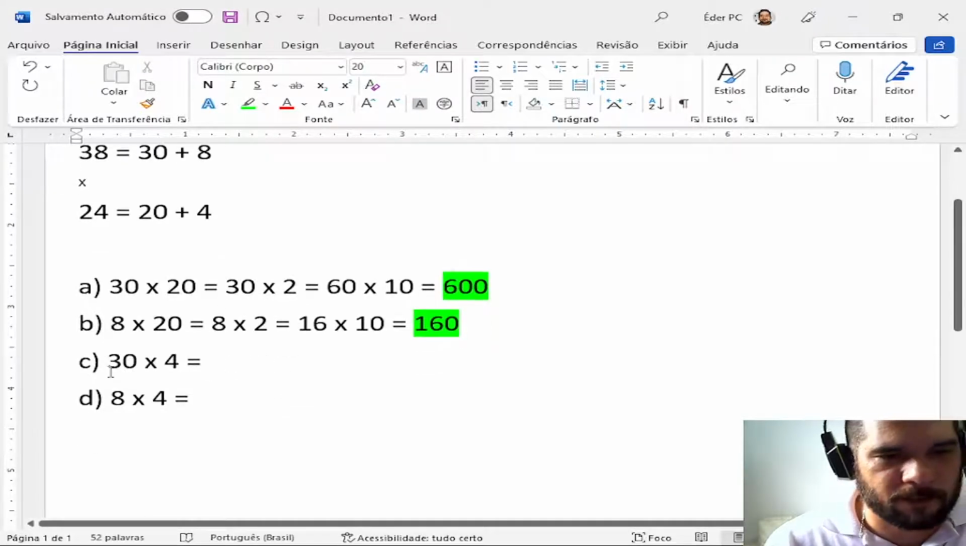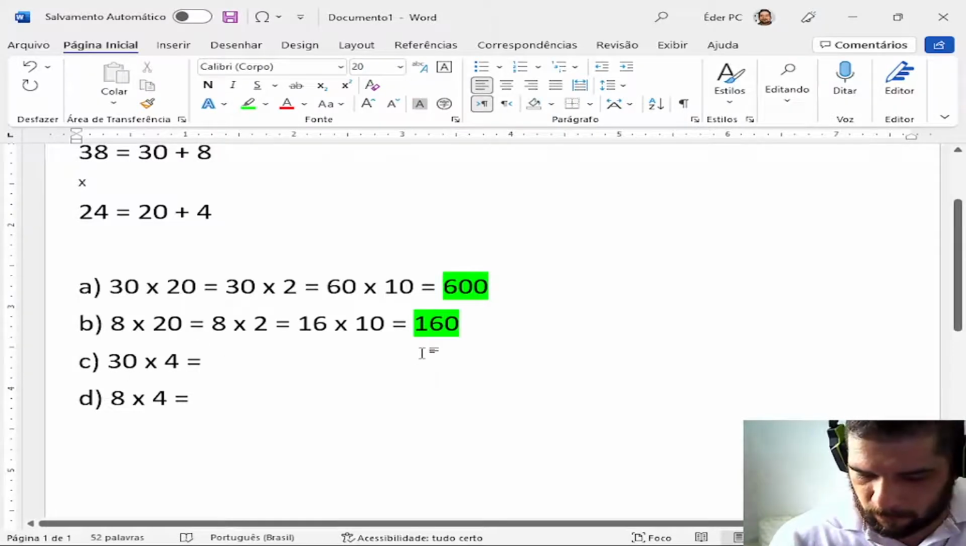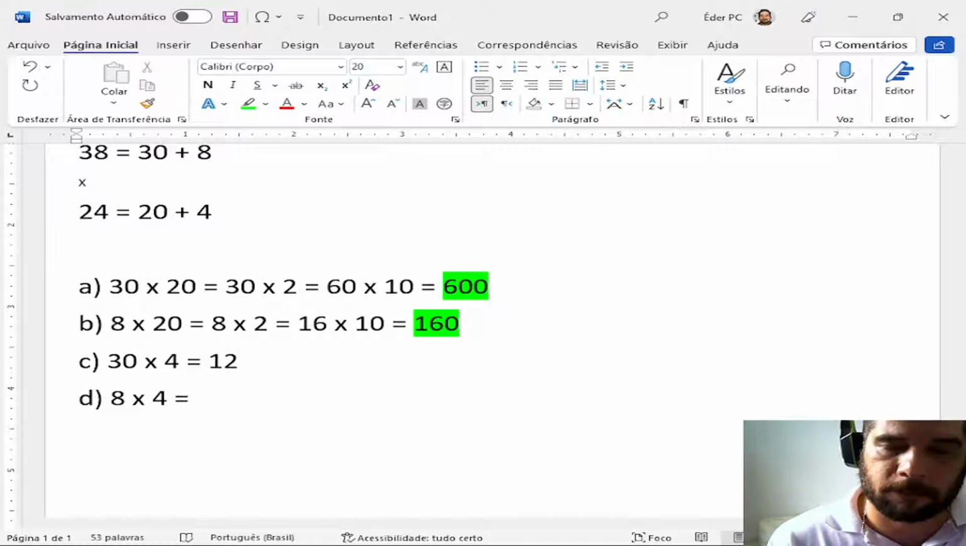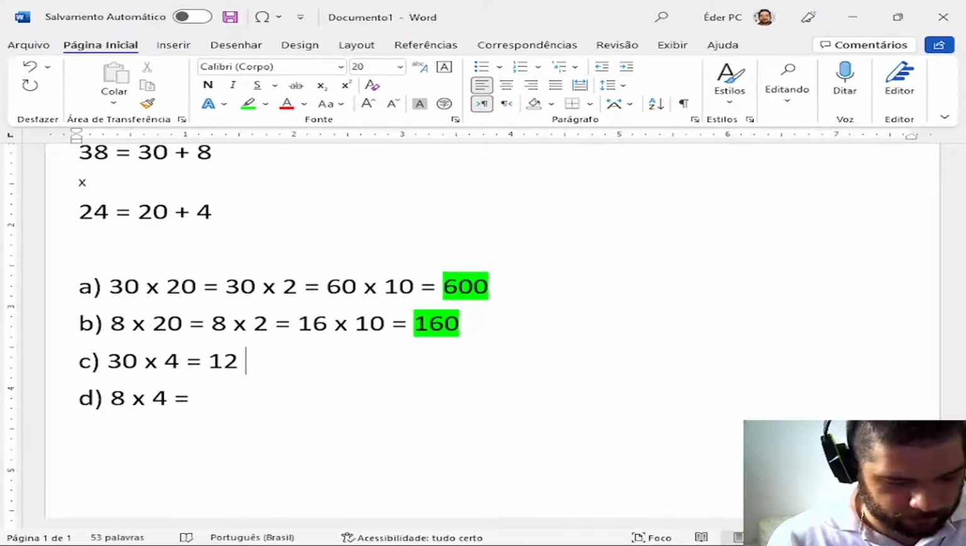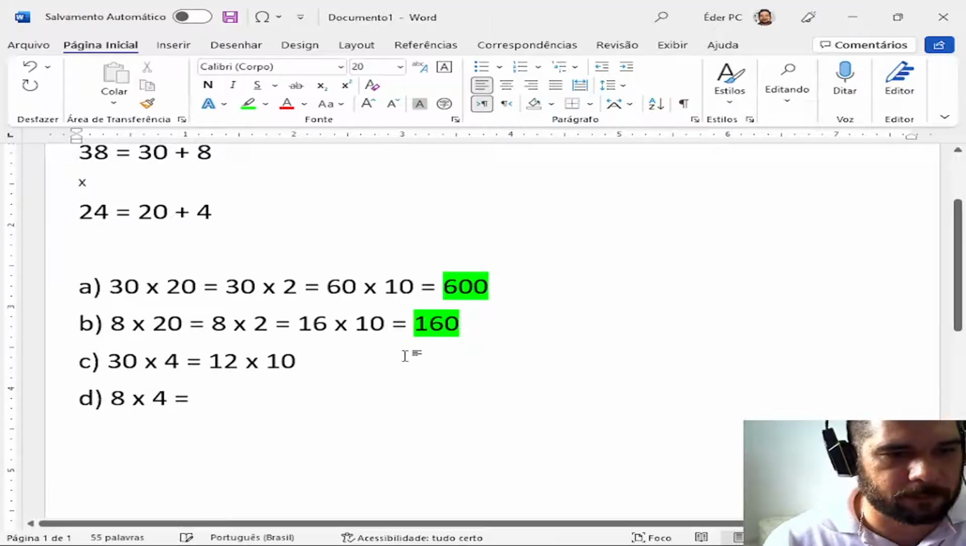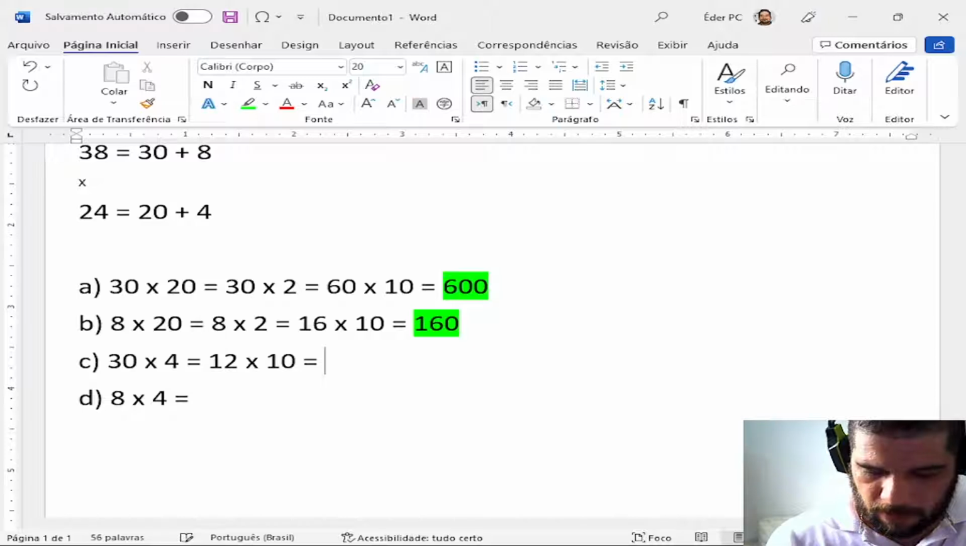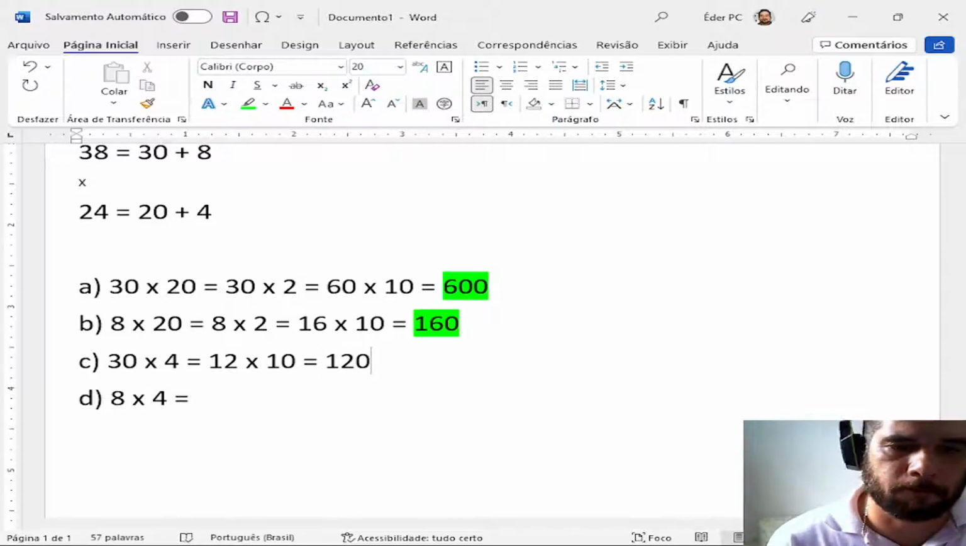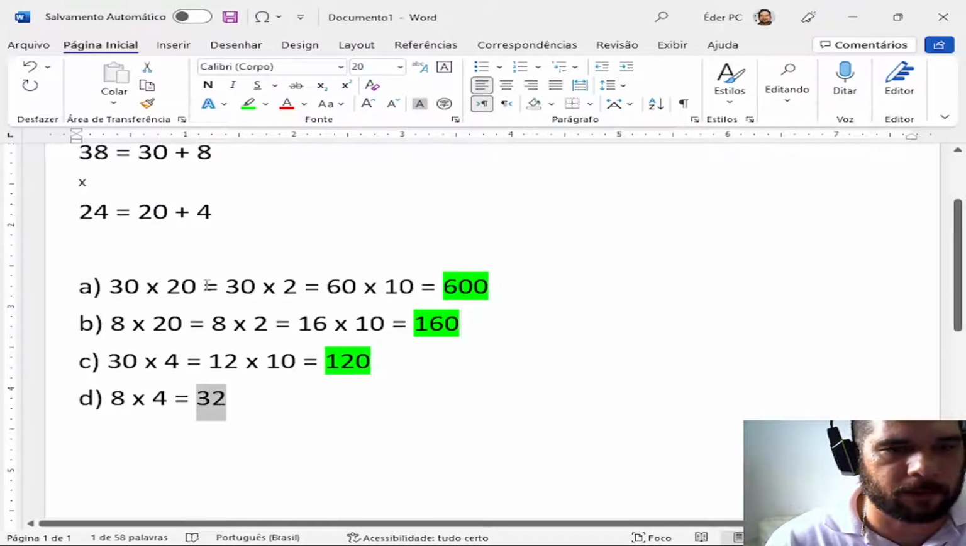Now here, I'm going to do the same thing. Okay, 3 times 4, that's 12. Times 10, you cannot forget the 0 here, equals 120. Okay? And finally, 8 times 4, 32. So we're going to paint this guy green, and we're going to paint this guy green.